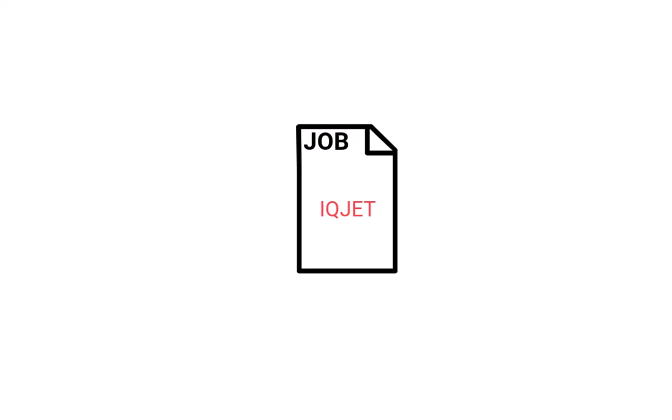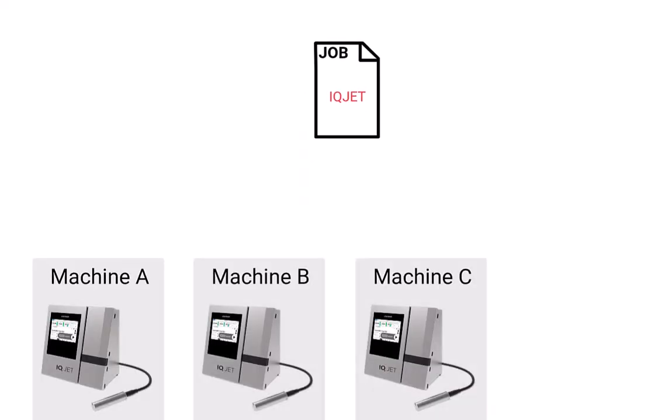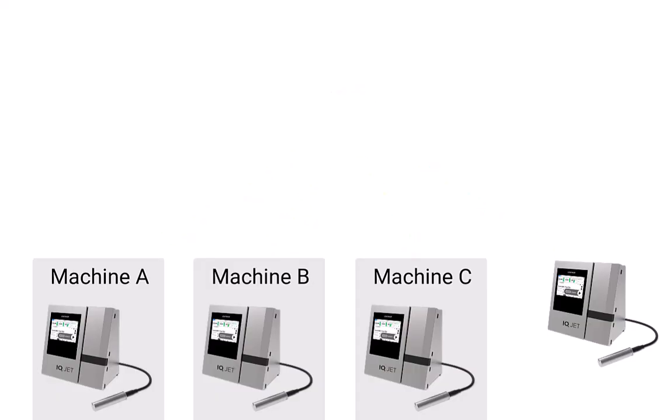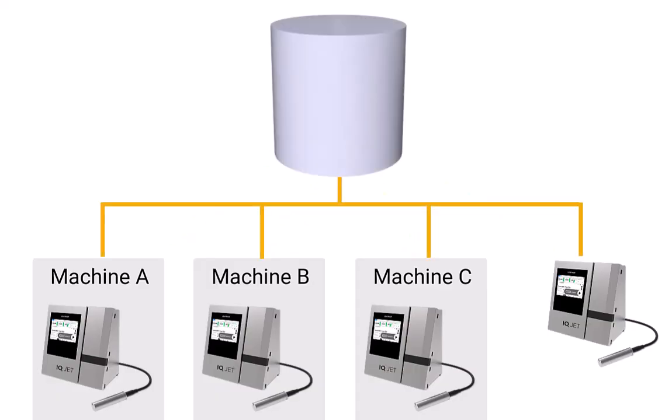What are the advantages of the new job concept? The job file is now system and printer neutral. You can transfer jobs to other IQJETs and use them without further adjustments. You can create a central job pool where you can manage all jobs for your IQJETs. When you make changes, you only need to adjust one job. You no longer need to maintain multiple jobs.